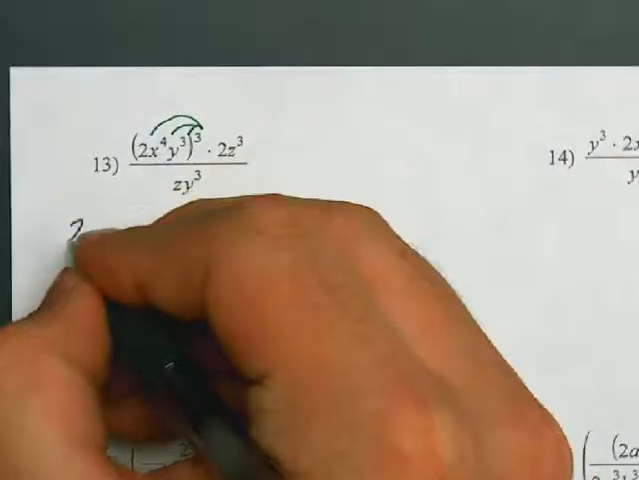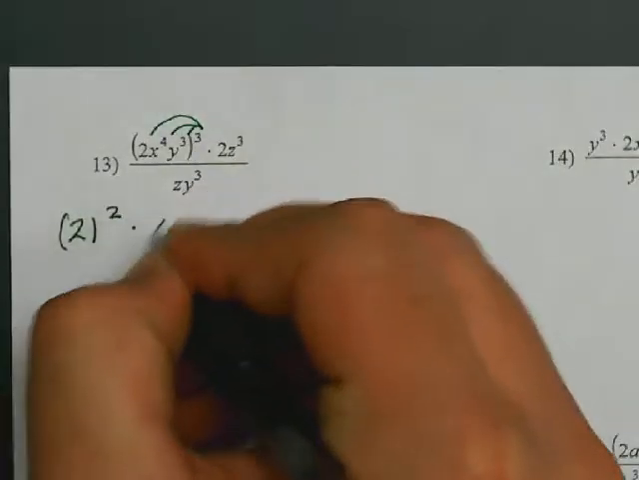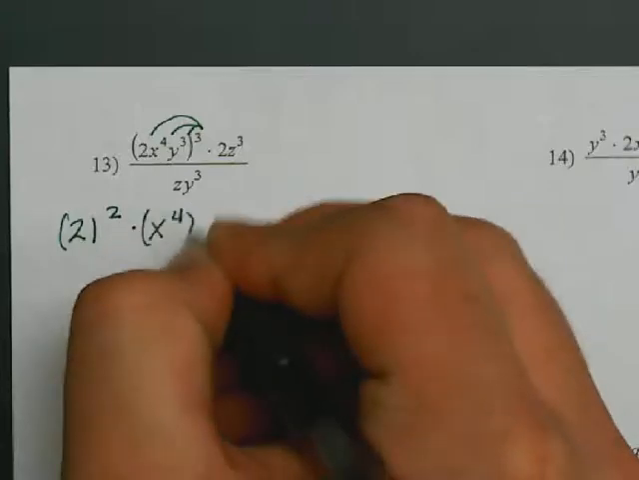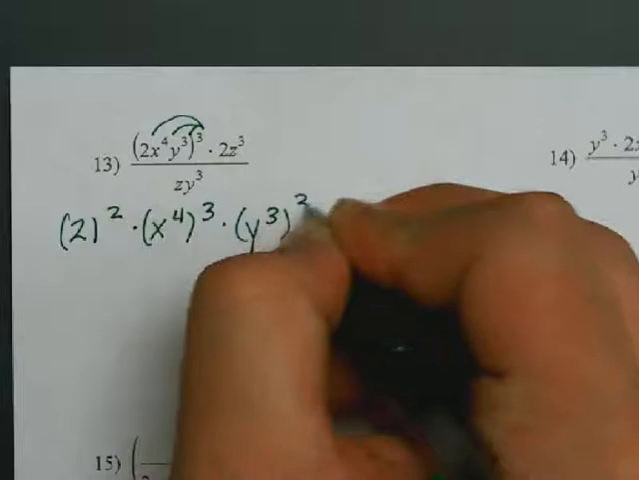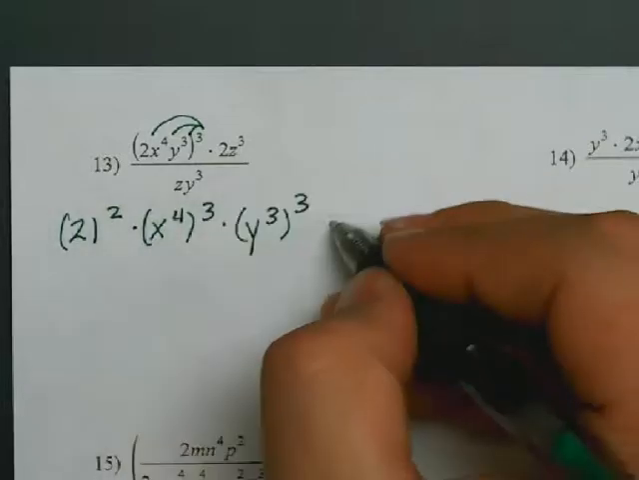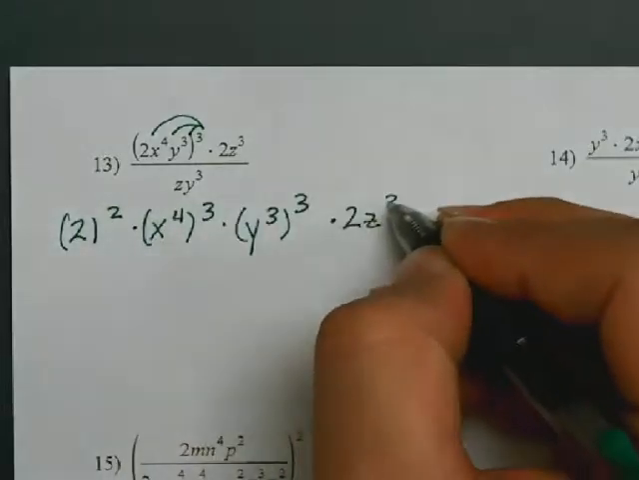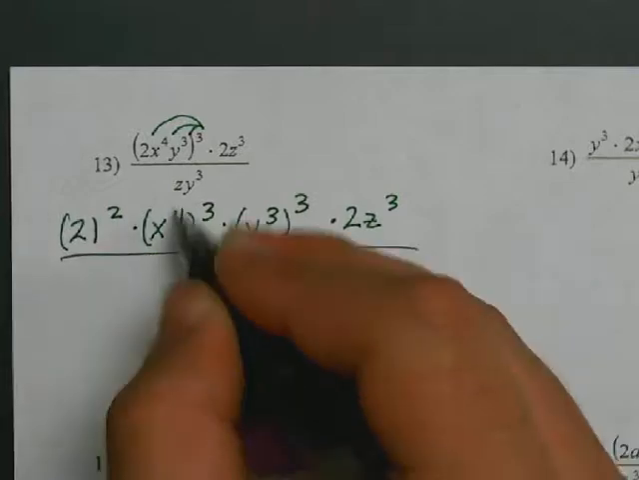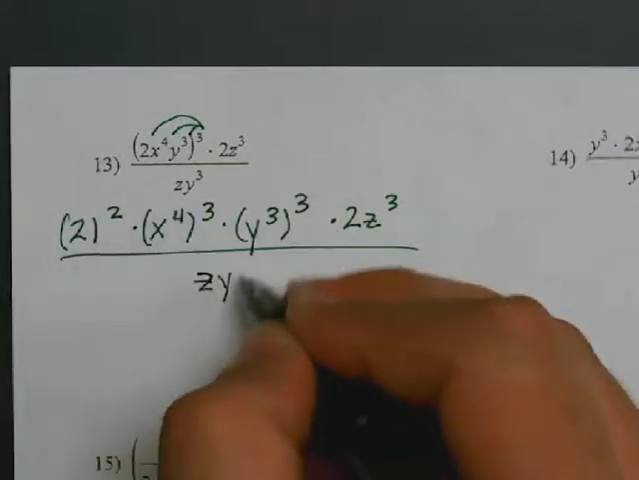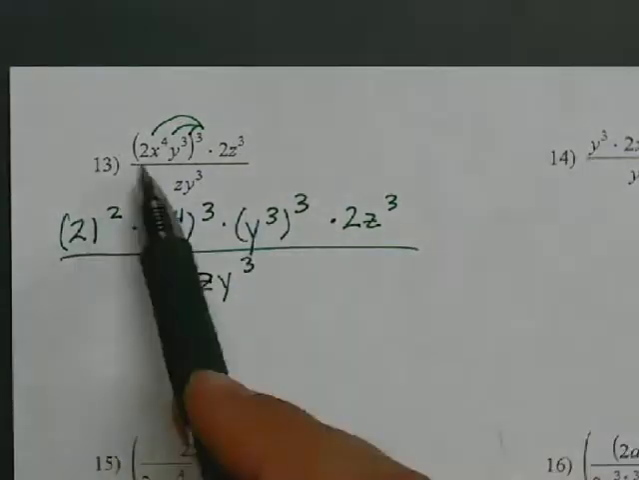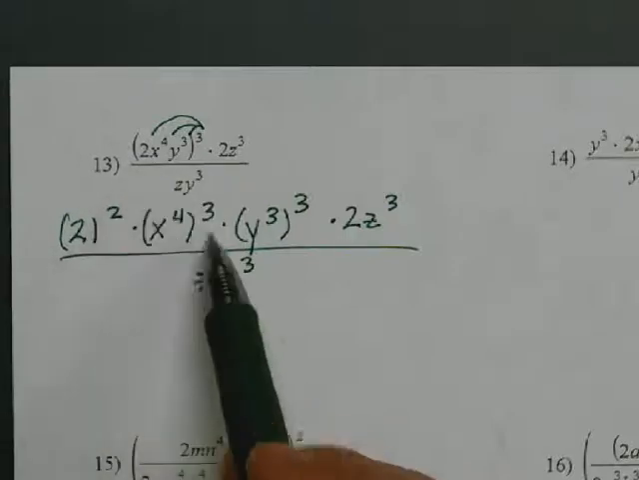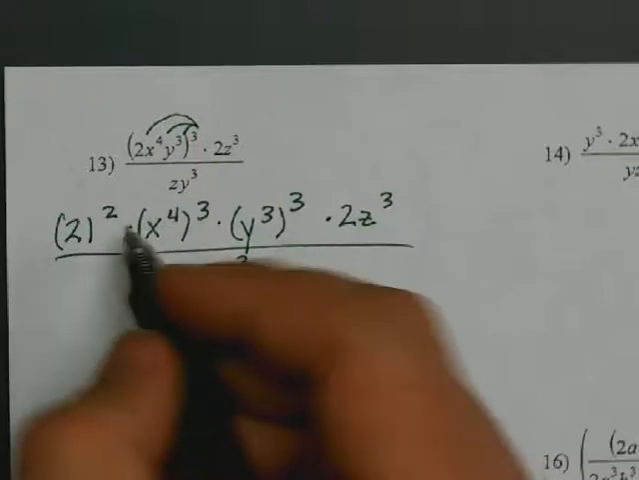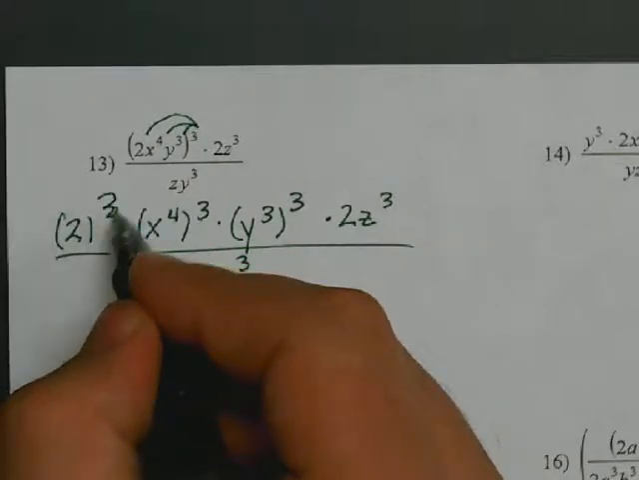2 cubed times x to the 4th cubed times y cubed cubed. And then whatever we have left, times 2z cubed, and all that's going to be over our denominator, which stays the same, zy cubed. So this is a power of a product. It came out to be 2 squared times x to the 4th cubed. Or I'm sorry, I said 2 squared. I actually meant 2 cubed. My apologies.